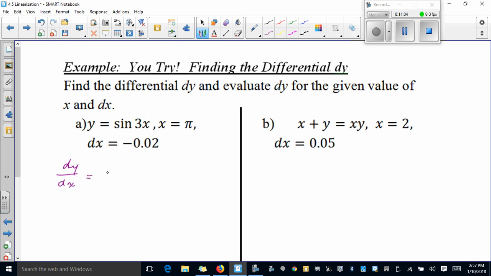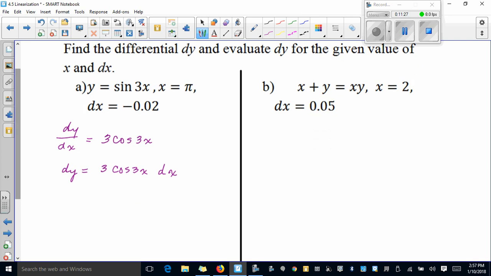And now what we can do is plug everything in and get the actual value of dy. So it says find the differential dy. There, done. Now evaluate. So dy equals 3 cosine of 3 pi times negative 0.02. So that gives us 3 times, and cosine at 3 pi is the same as cosine at pi, so it's negative 1, times negative 0.02. So we have negative 3 times negative 0.02. So dy equals 0.06. There's our dy value.